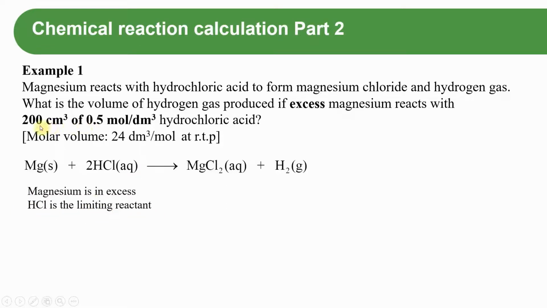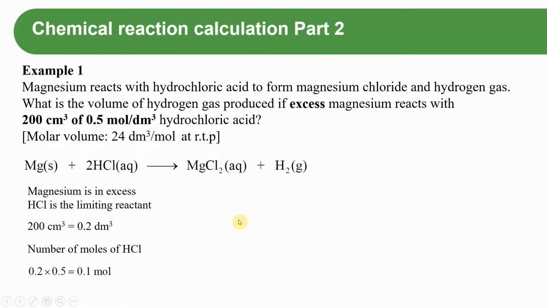And the information given here, we have the volume, we have the concentration, so we can find the number of mole of HCl. So let's do that. First, we need to convert the volume, cm cubed to dm cubed. Then we just multiply the concentration with volume, we'll get the number of mole. So the number of mole for HCl is 0.1 mole.